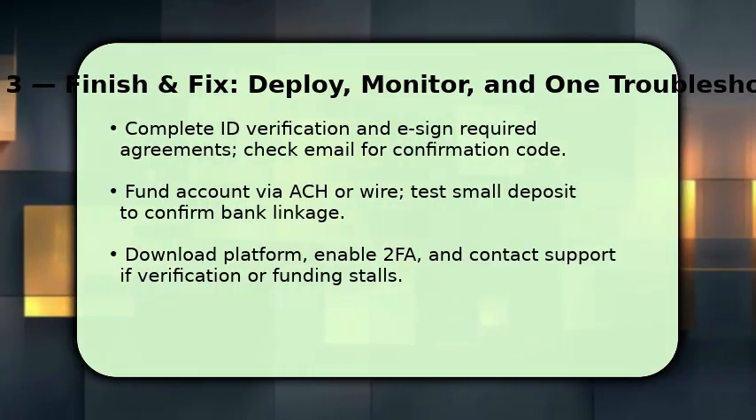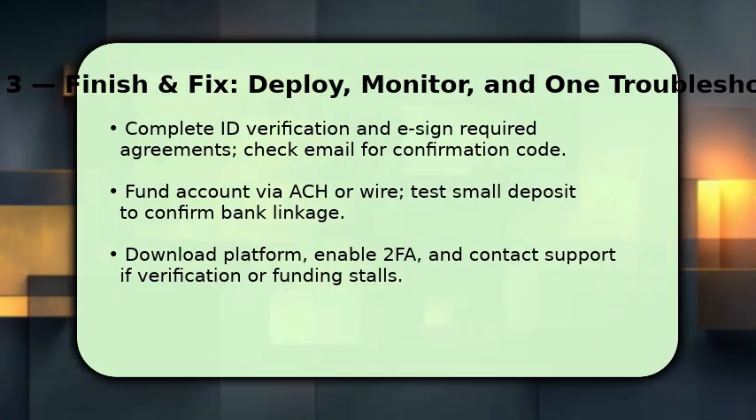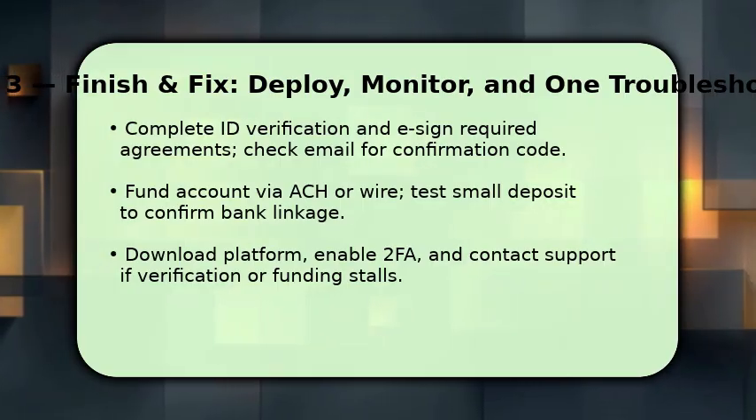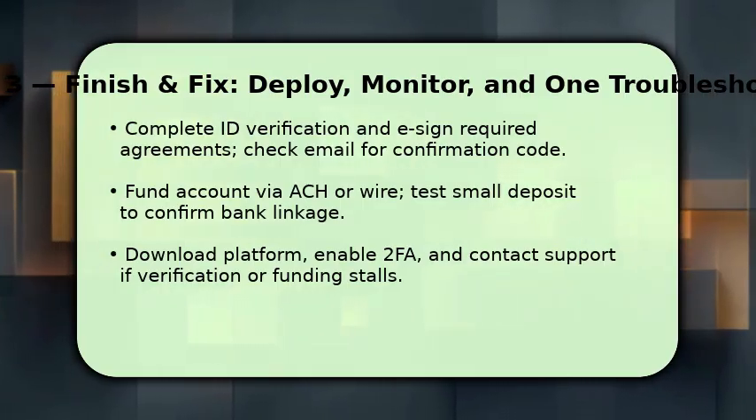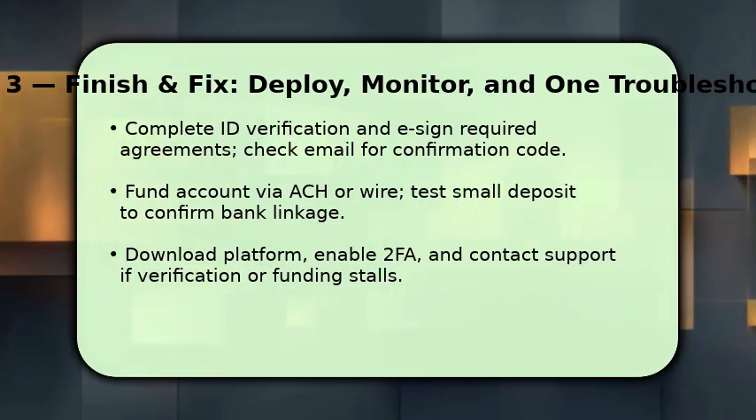Once verified, fund the account via ACH or wire. Start with a small test deposit to confirm bank linkage and reduce delays. After funding clears, download the Tradovate platform, enable two-factor authentication, and confirm market access.